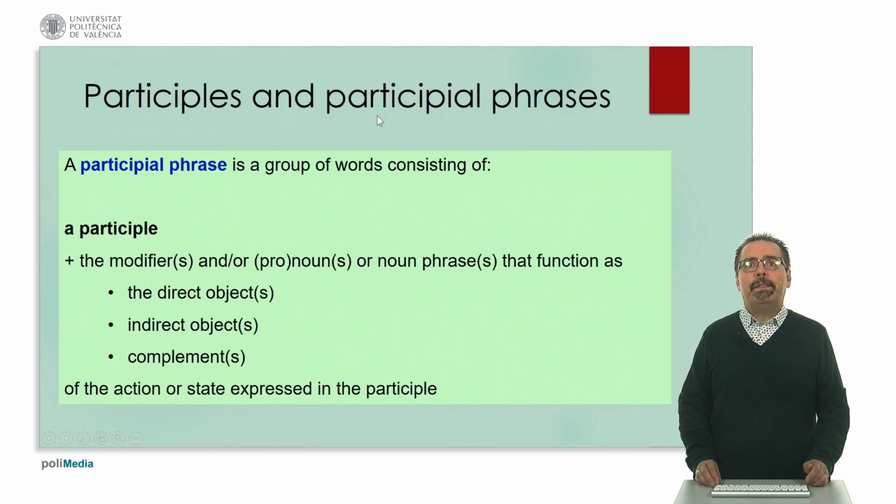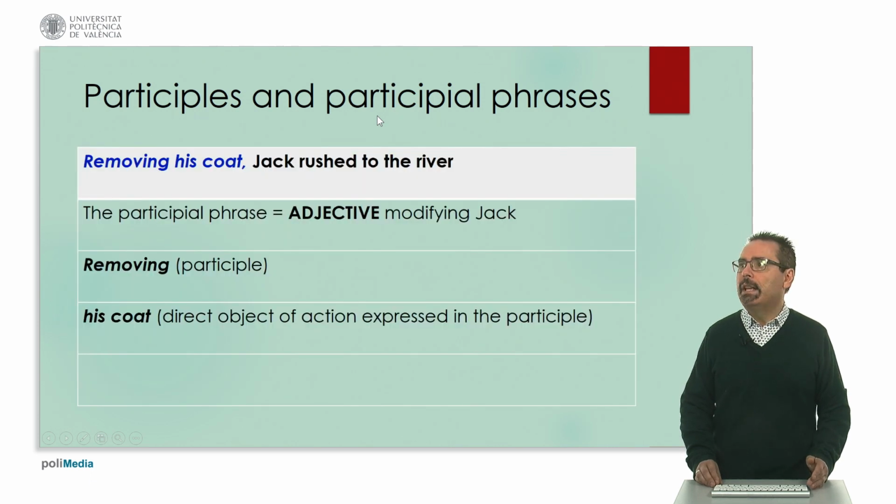A participial phrase is a group of words consisting of a participle and again modifiers, a pronoun or a noun phrase that function as a direct object, indirect object or complement of the action or state expressed in this case by the participle. Here we have examples. Removing his coat, Jack rushed to the river. In this case, the phrase is an adjective. Removing is a participle and his coat is the direct object of the action expressed by that participle.